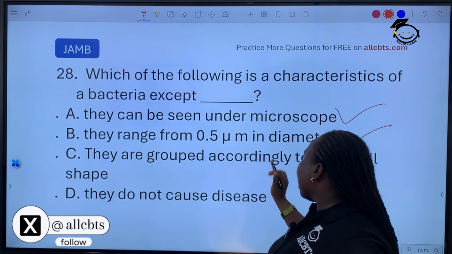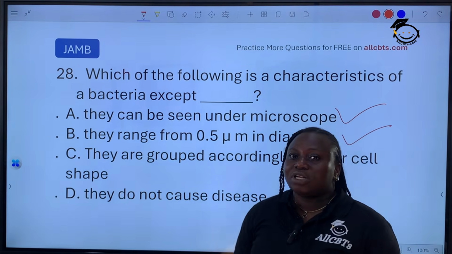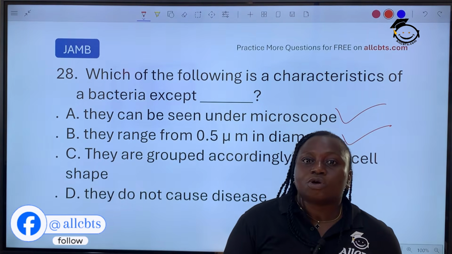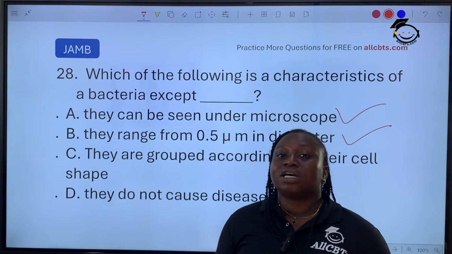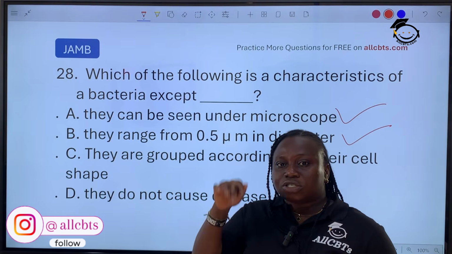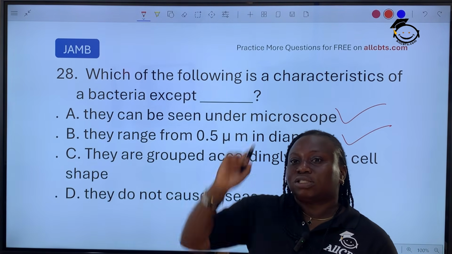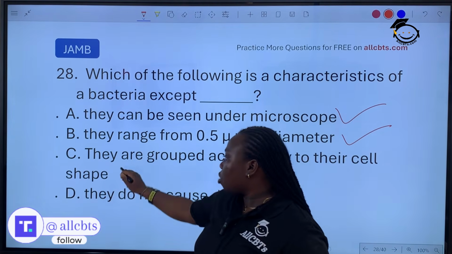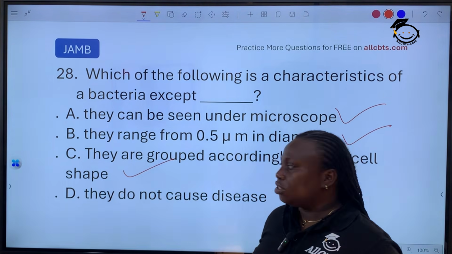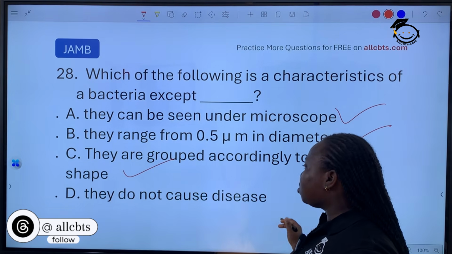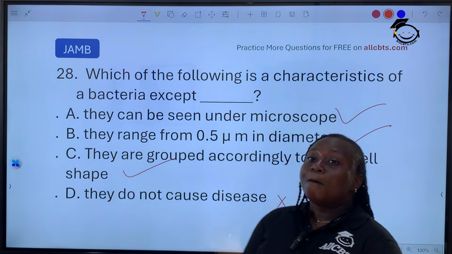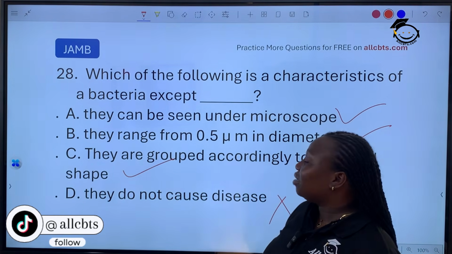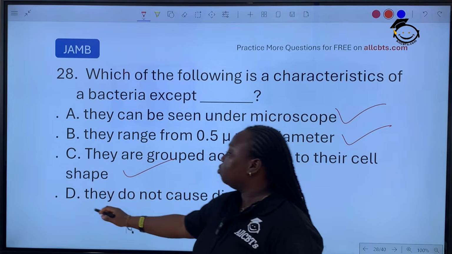C, they are grouped according to their cell shape. We did that earlier. We saw cocci, we saw bacillus, we saw diplobacillus, and we said the cocci is spherical, bacillus is rod shaped, diplobacillus is double rod shaped. So it's also a characteristic. D, they do not cause disease. This is wrong. Bacteria cause many diseases. They cause many thousands of diseases. So our answer is option D.